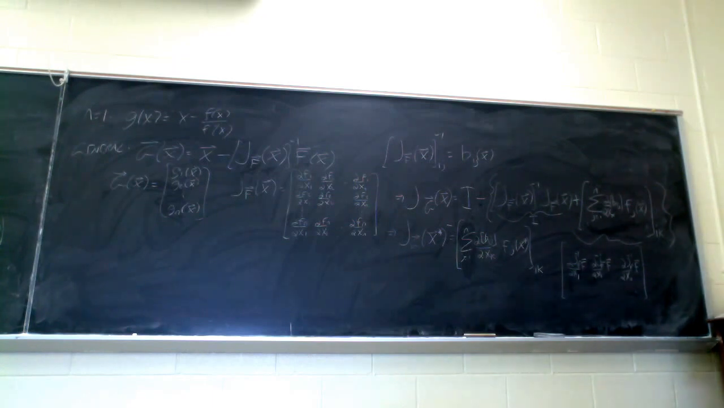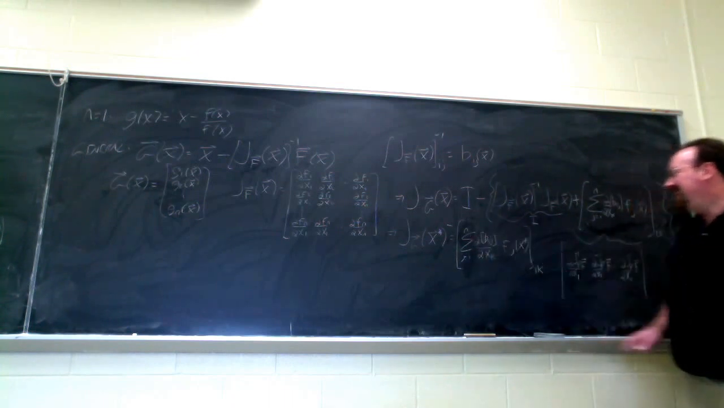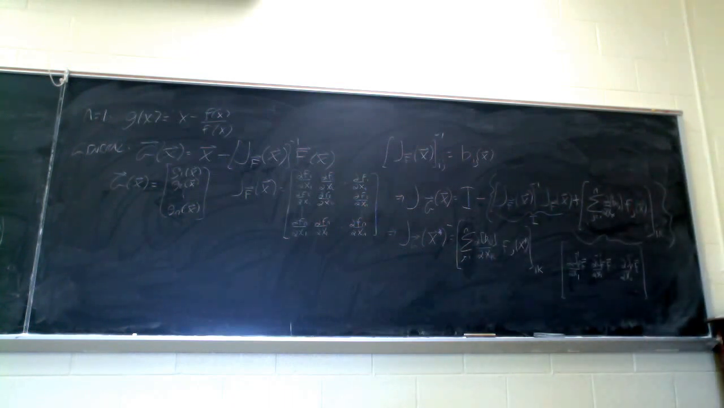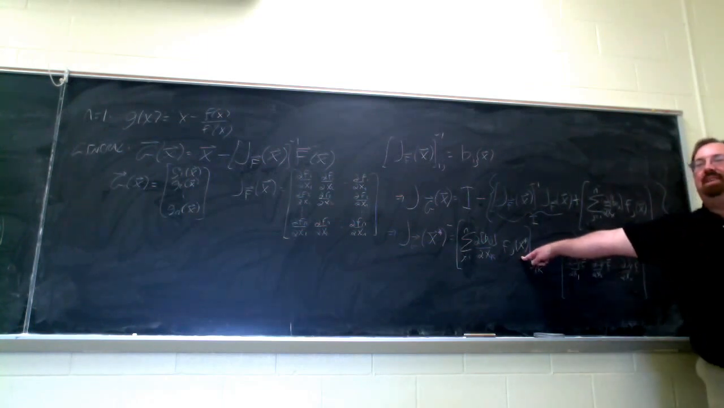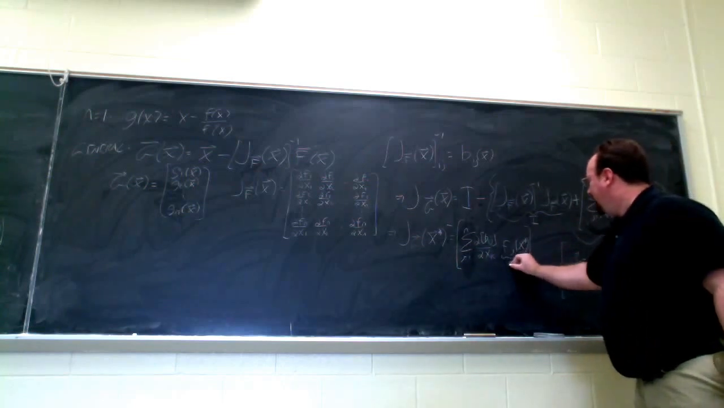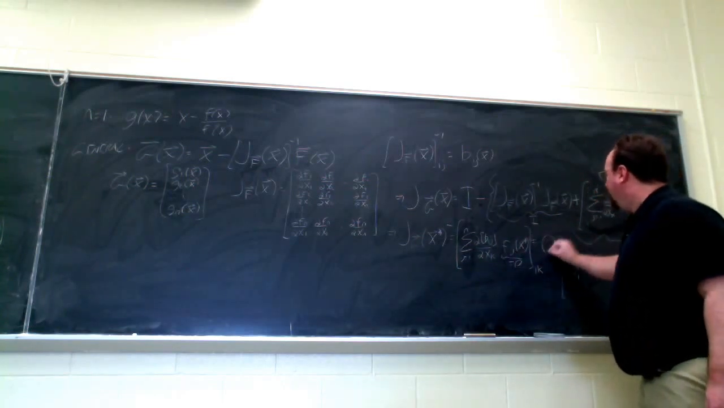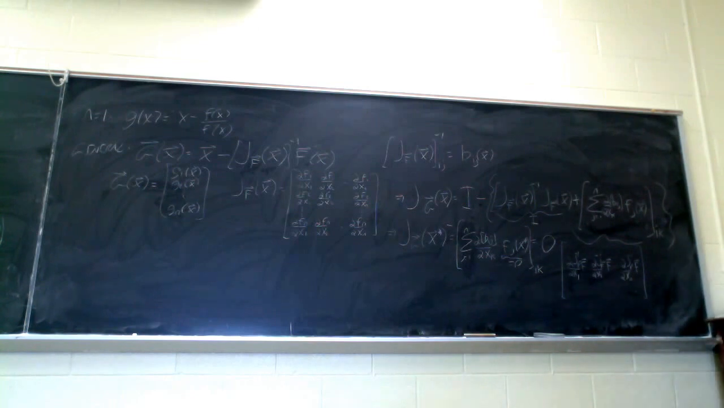Okay, so you have this with the minus. But what does this turn out to be though? Because keep in mind what x star is. So it's g. x star solves x equals g of x, but what else does it solve? f of x equals 0. So then all of these are 0. So the whole thing is a 0 matrix.